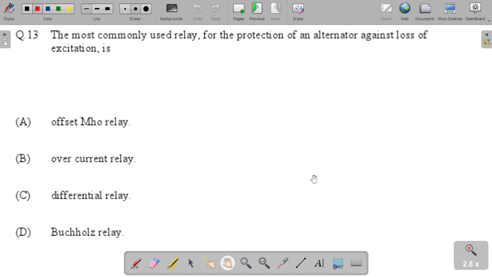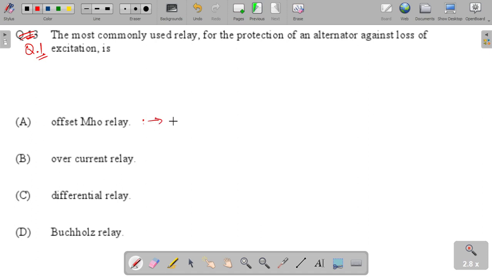Question number one is: the most commonly used relay for the protection of an alternator against loss of excitation is. We all know the offset Mho relay is that type of relay which is used for the protection of alternator against loss of excitation. So the right answer for this question will be option A.